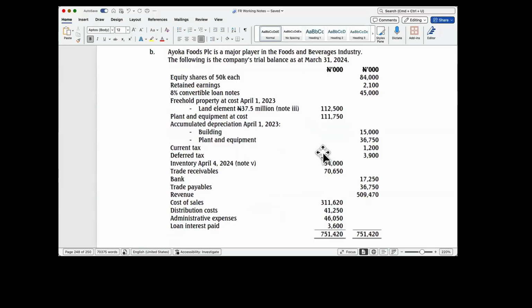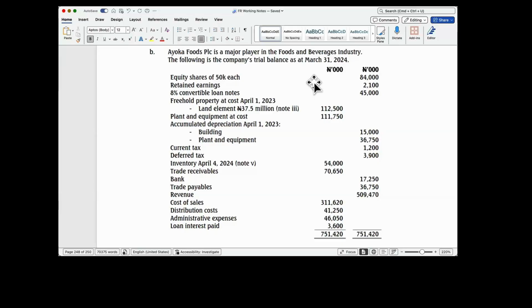84,000 naira. If I need to compute maybe dividend, or I need to do anything that has to do with share capital, and I have to convert this value to number of shares, I will know that I will need to do 84,000 divided by 0.5. So you don't assume that the nominal value of share capital is always 1 naira. It is not.